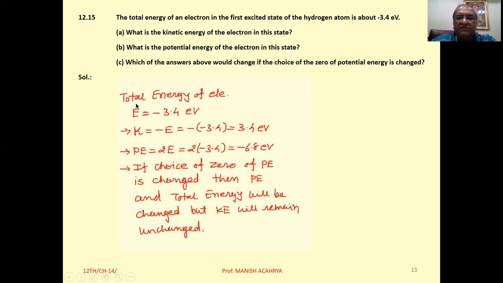Now see, the total energy of the electron is minus 3.4 electron volt. Kinetic energy is equal to minus E, so that will be 3.4 electron volt. Potential energy is twice E, that is 2 into minus 3.4, minus 6.8 electron volt. Now, if the choice of zero of the potential energy is changed, then total energy and potential energy will change. Kinetic energy will remain unchanged, because changing the choice of zero potential energy does not change the state. Clear? Kinetic energy will remain the same. Okay.